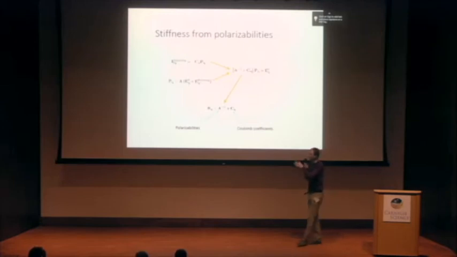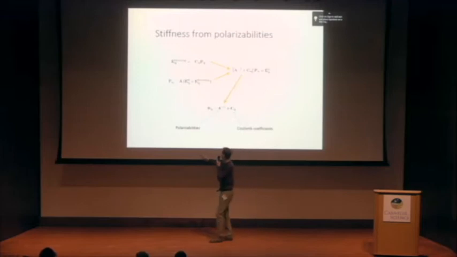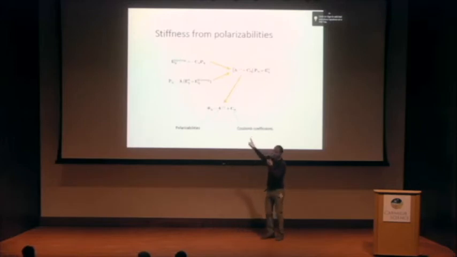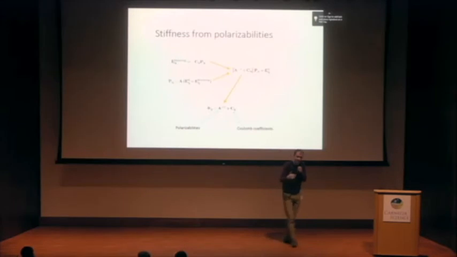And this stiffness matrix is composed of two contributions. One is polarizabilities. These are model parameters. And the other is Coulomb coefficients that are not variables, that are defined by the geometry of the perovskite.